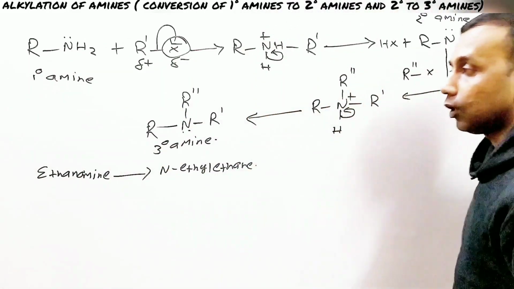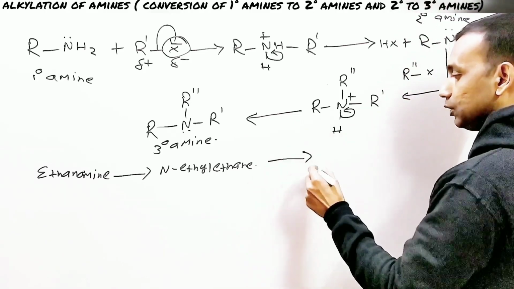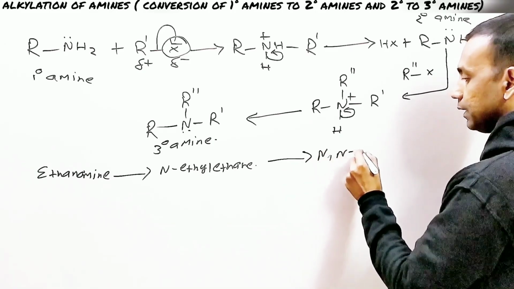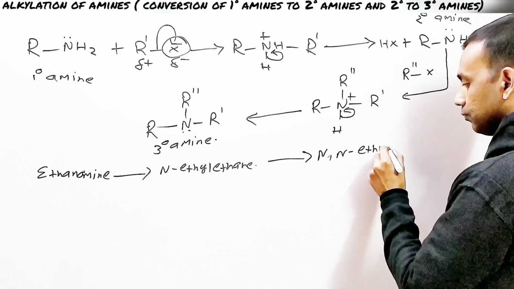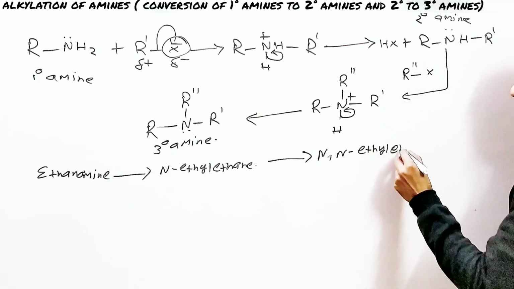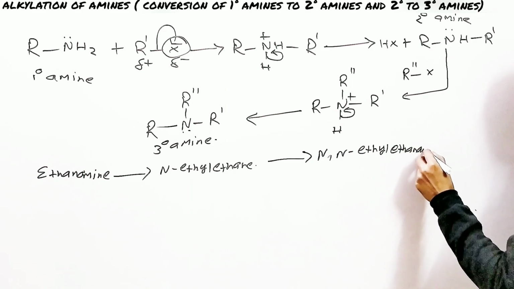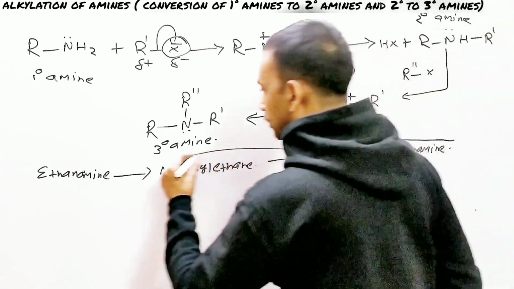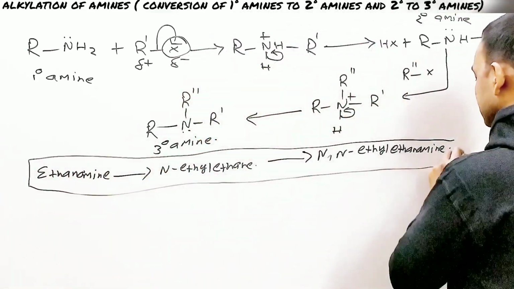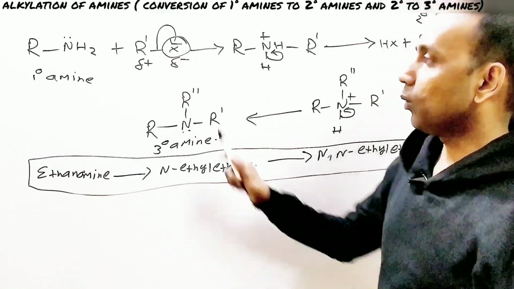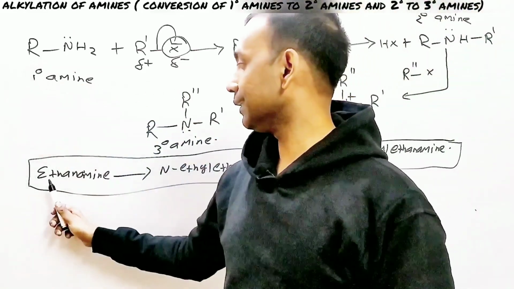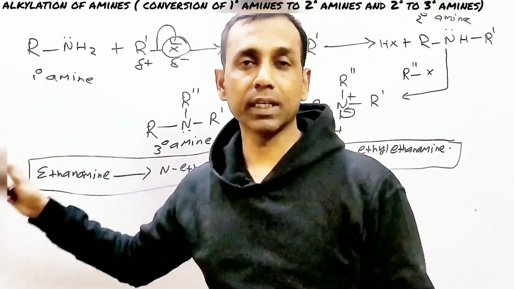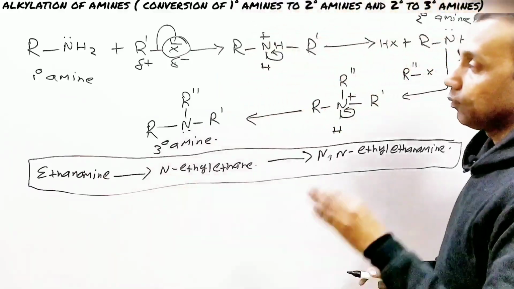But if you wish to obtain a 3 degree amine, this will be N,N-diethylethanamine. So this reaction relates to this kind of question that you might see in your exam. So pay attention and practice them. All you need to focus on is the R, because we need ethane, so we need to have 2 carbons here. If it was methane, you could have taken 1 carbon and all that. So this is what is called alkylation of amines.